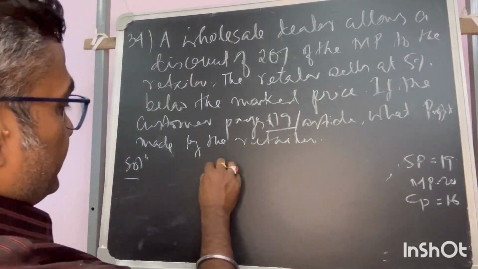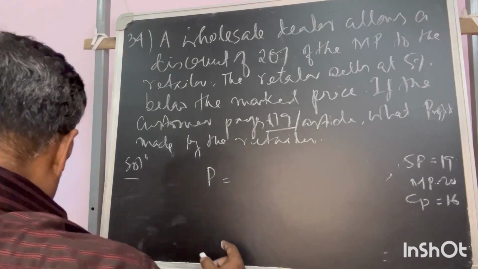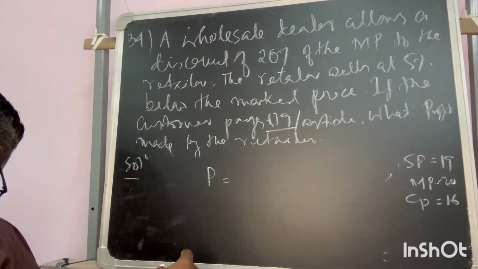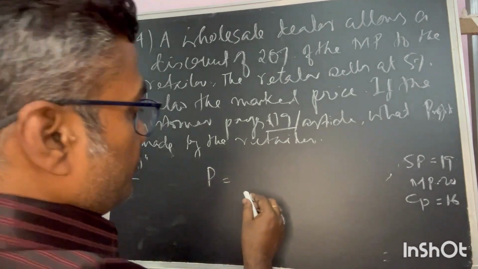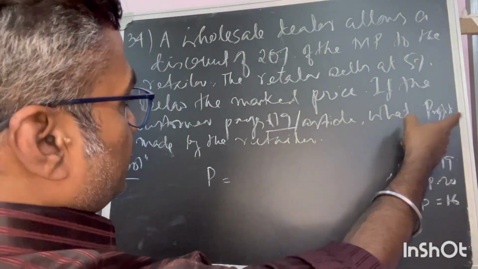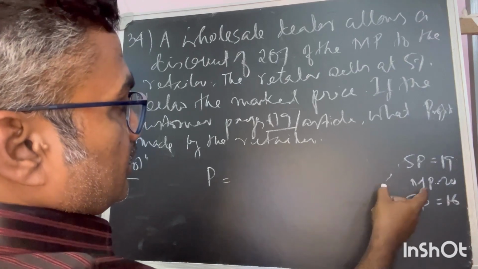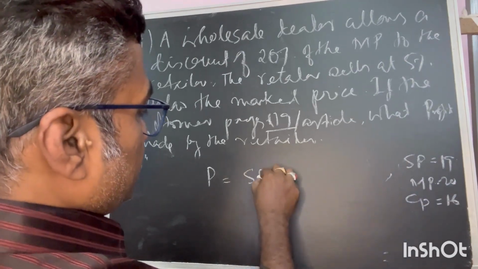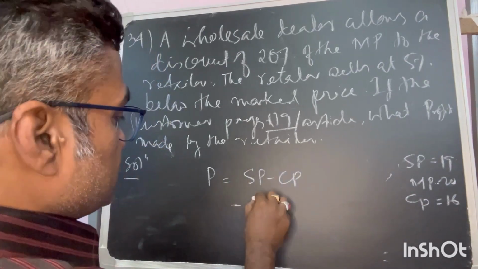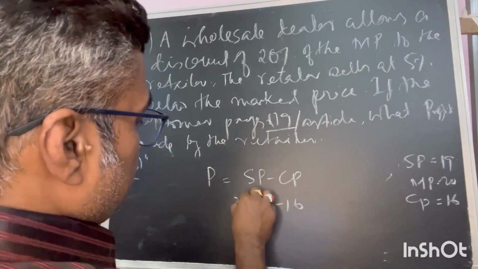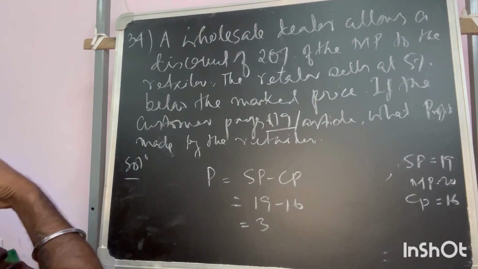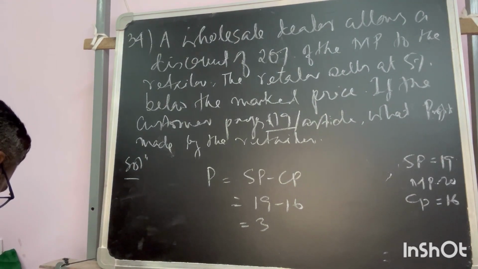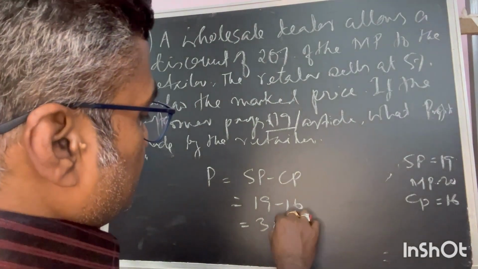So what is the profit? The profit has to be calculated in rupees, so only profit, not percentage. The retailer is making profit, selling price minus the cost price. So this is 19 minus 16, that is equal to 3 rupees on each article. So what is the answer here? Yes, the answer is rupees 3.